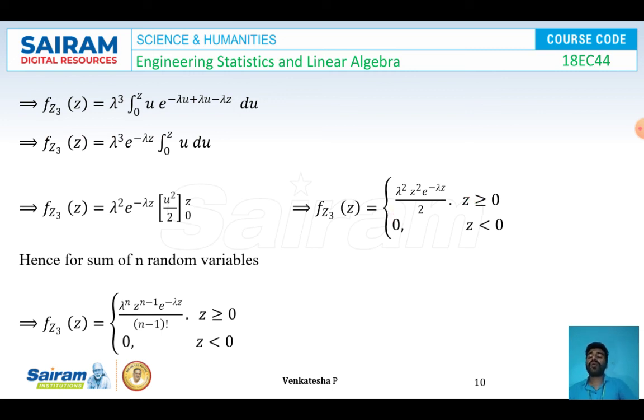Hence for n random variables, in the same way the formula will become f_Zn(z) is equal to lambda power n z power n minus 1 e power minus lambda z by (n minus 1) factorial for z greater than or equal to 0, and it is 0 for z less than 0.